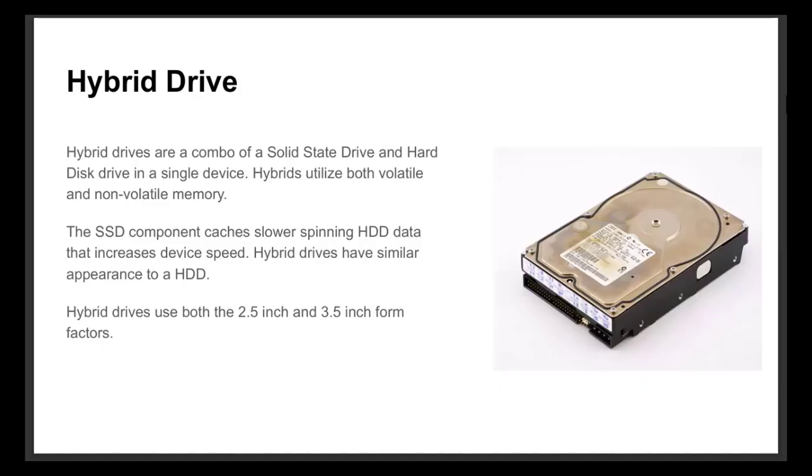Your solid state drive component will allow us to cache or store temporarily files and applications that we want to access in very quick time. The hard disk drive component can store data that sometimes is going to be archive or backup. Your hybrid drives commonly come in two different form factor sizes, both 2.5 and 3.5 inch.